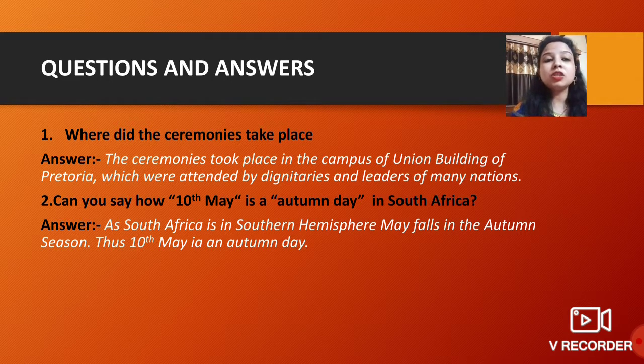The ceremony took place in the campus of Union Building of Pretoria, which was attended by dignitaries and leaders of many nations. So the question is, where did the ceremony take place? The answer is, the ceremony took place in the campus of Union Building of Pretoria, which was attended by dignitaries and leaders of many nations.